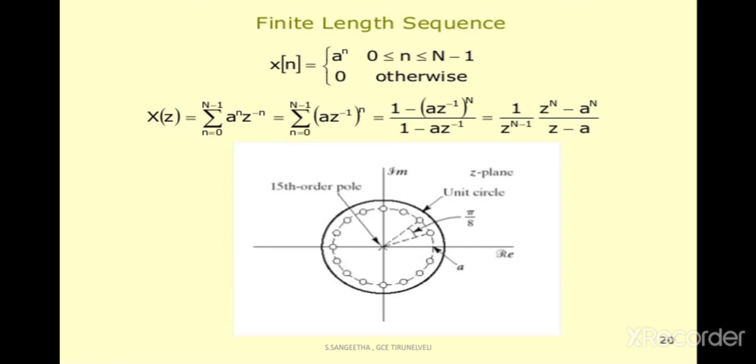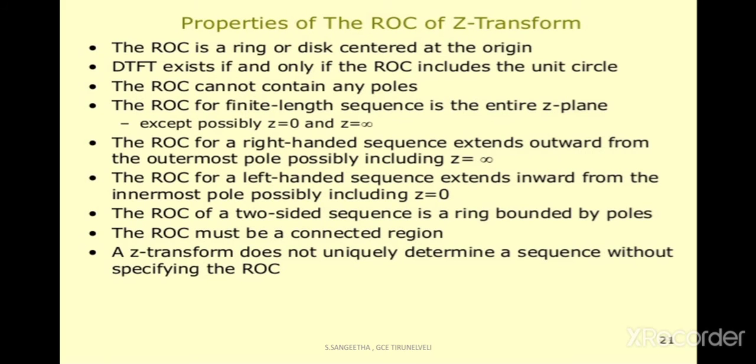So here we have the real and imaginary z plane. The value of omega will be pi by 8. Here it has a unit circle. So this is the 15th order pole.